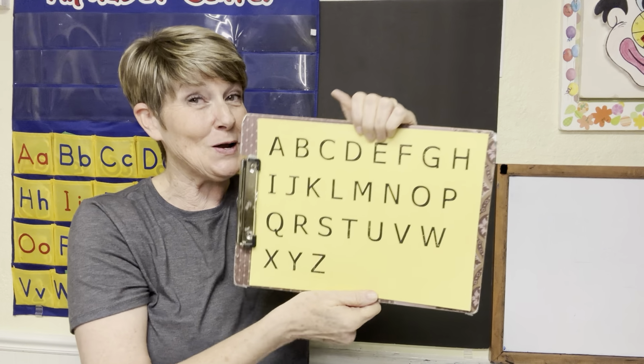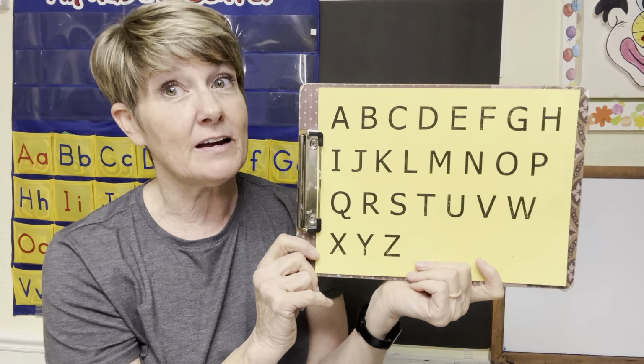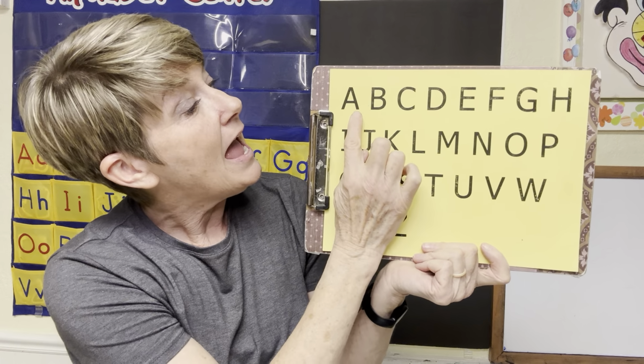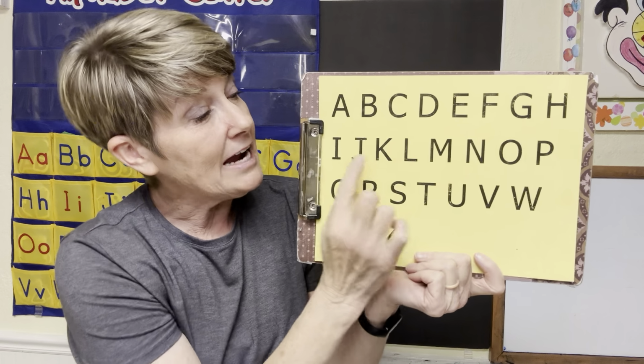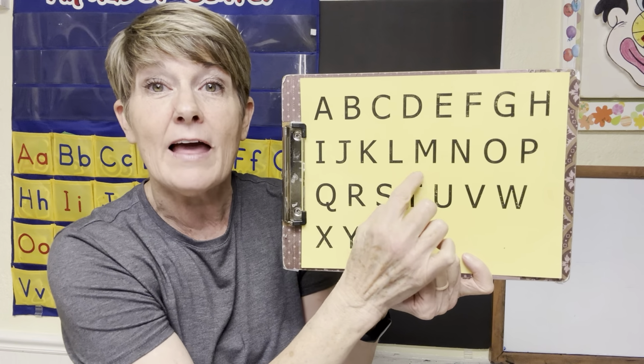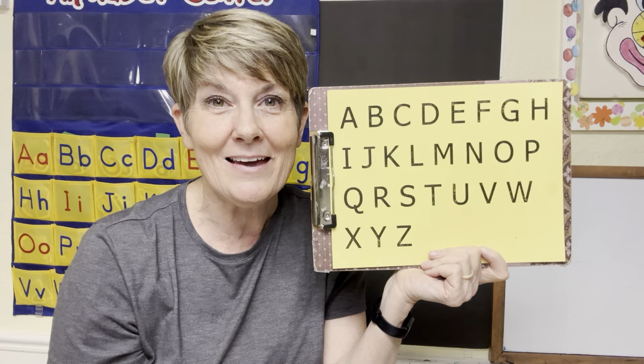You might already know what it is, but let's sing the alphabet and see if we can find it while we're singing. Are you ready? A, B, C, D, E, F, G, H, I, J, K, L, M, N, O, P, Q, R, S, T, U, V, W, X, Y, Z. Now I know my ABCs. Next time, won't you sing with me?